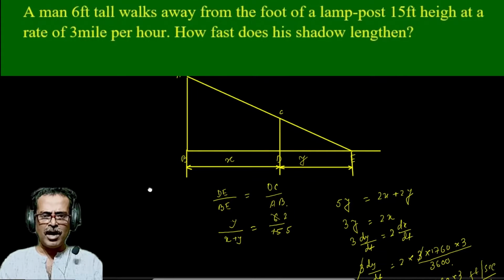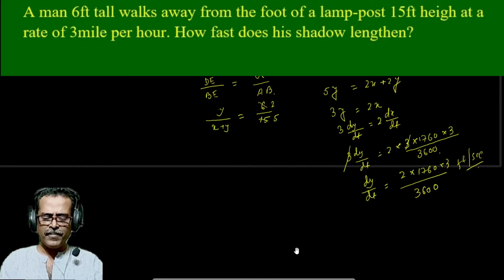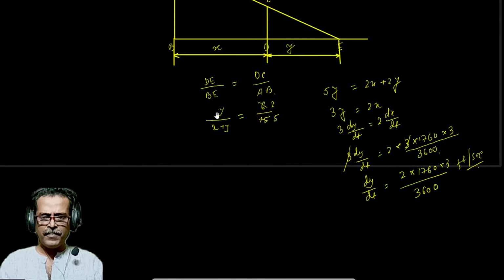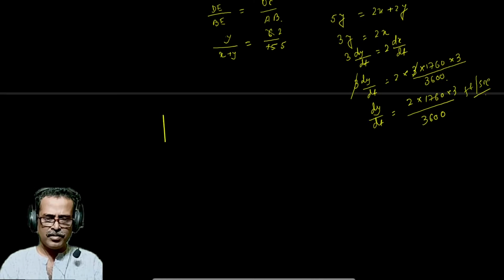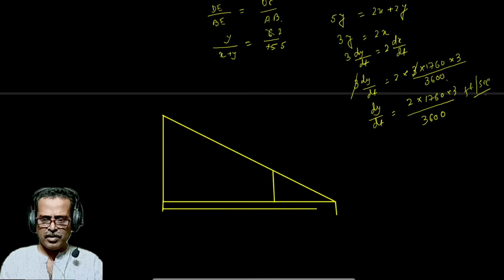And another: how fast does the tip of the shadow move? In that case, we have to take the distance of E from B. Suppose this is x and this is y.